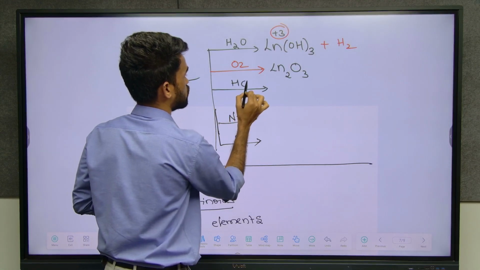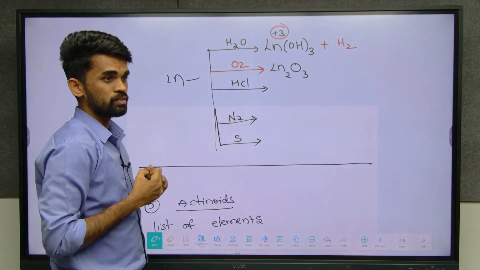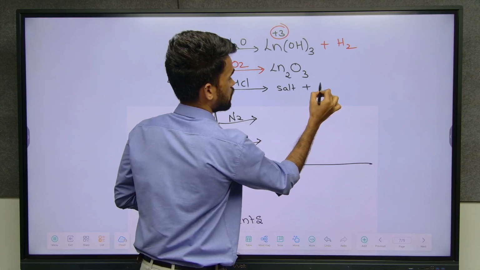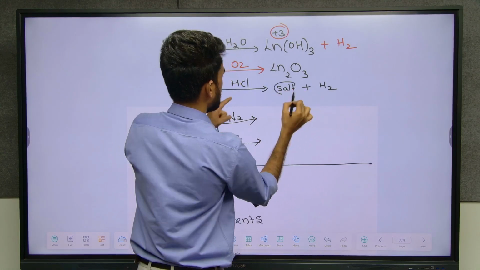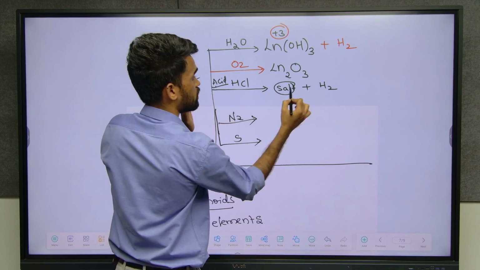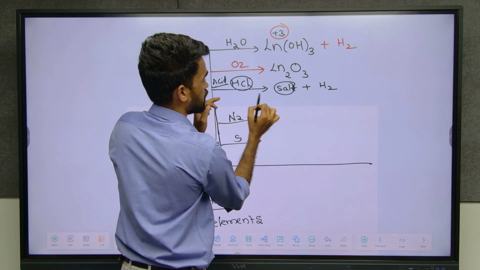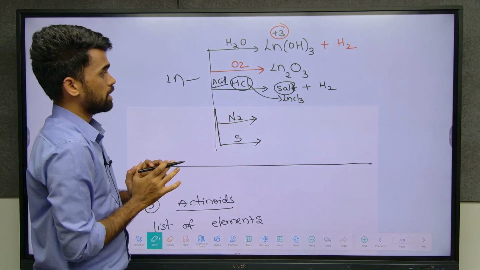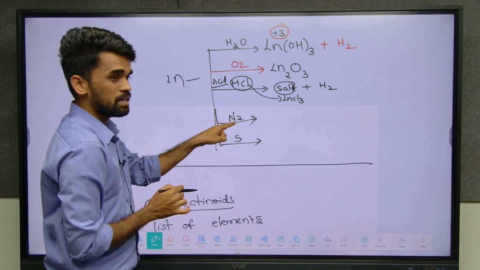Next one, I am treating with some acid, let us say HCl only. It will give you salt, so salt plus H2 gas. If you say generalized acid, it will be salt. Particularly HCl means it will be LnCl3 type of salt. Okay. Next, lanthanum with nitrogen.